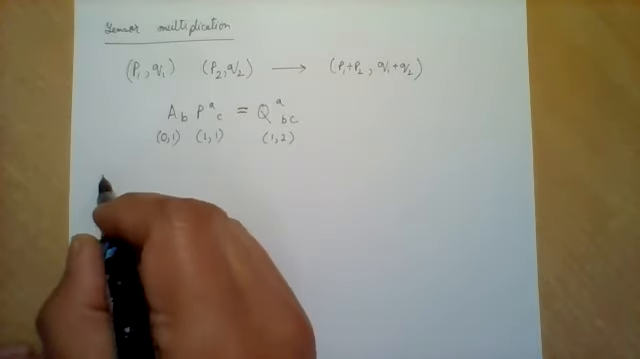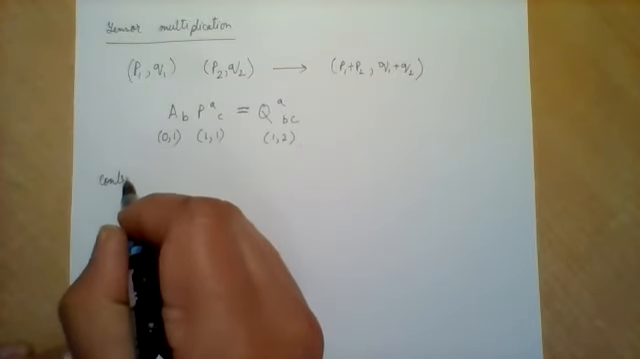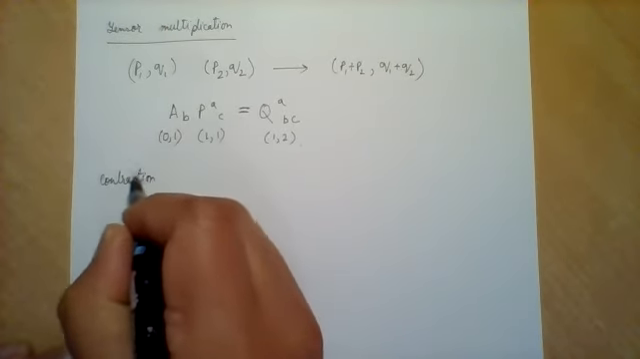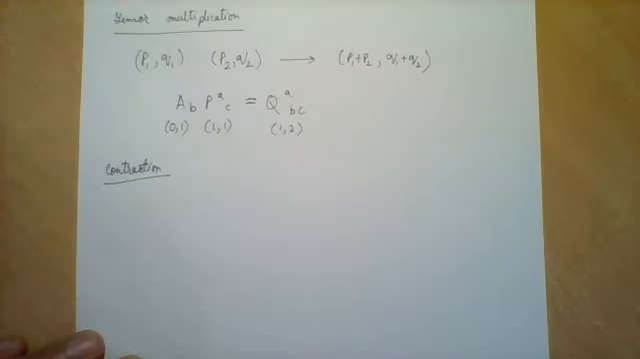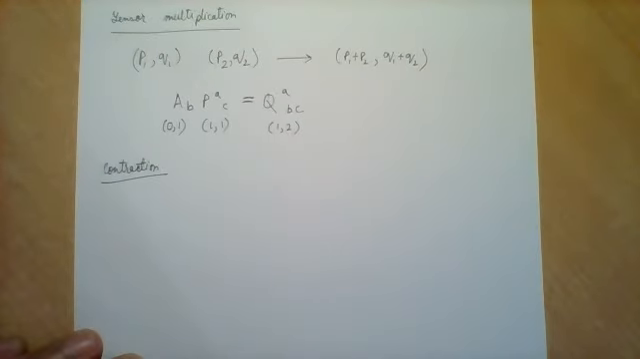Another tensor operation is the contraction. Contraction: this operation amounts to setting a subscript equal to a superscript and summing over it. I repeat, this operation amounts to setting a subscript equal to a superscript and summing over it.